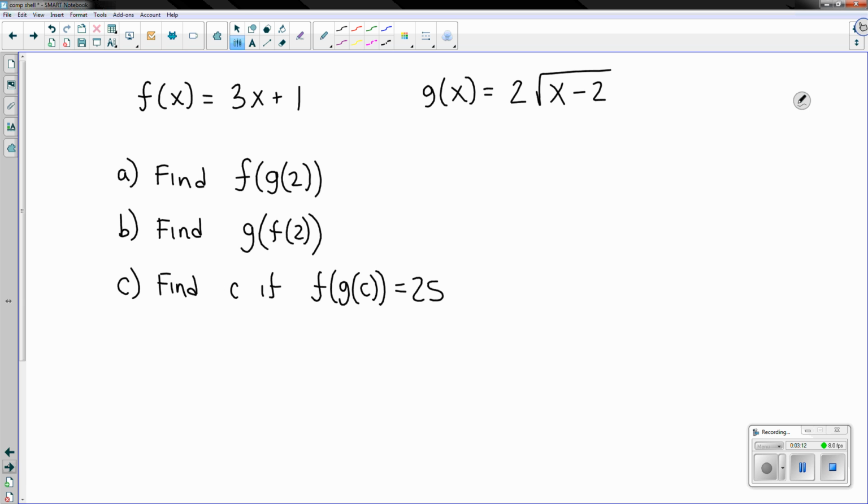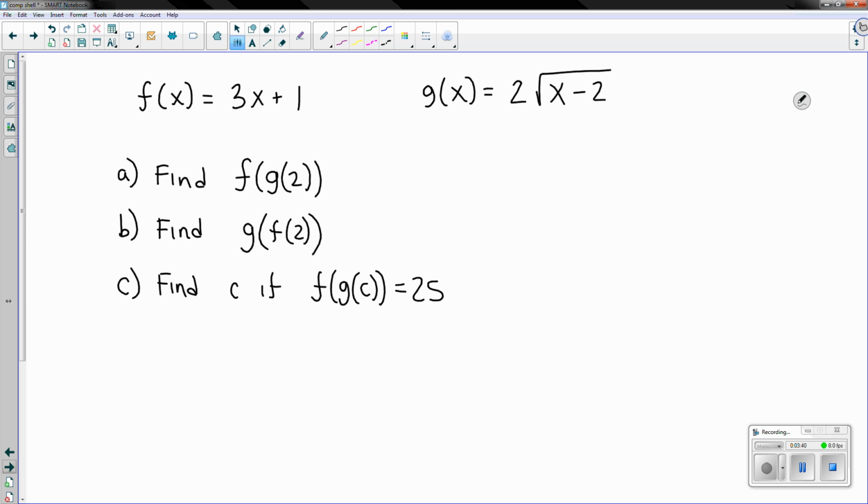So let's look at some examples. We have two functions, f and g. f, a linear function, 3x plus 1, and g, a radical function, 2 square root of x minus 2. The first problem, it says, find f of g of 2. So the input is 2. And knowing that we're going to work inside out, we're going to run 2 through the function g, and then that new output we will run through the function f to produce the final result.